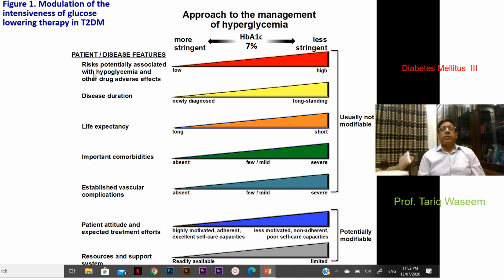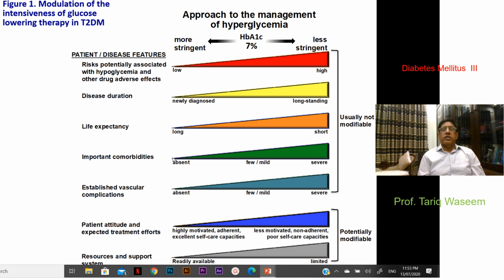The target set also depends upon disease duration, your patient's life expectancy, other comorbidities, already present cardiovascular risk factors, patient's attitudes toward treatment, and of course resources, incomes, and supports available. From this example, if someone has a long life expectancy, you probably would go for a tight glycemic control as compared to someone who has just 4 or 5 years to live, or a very short life expectancy because of his age or other comorbidities. You may not be going for a very strict and tight control.